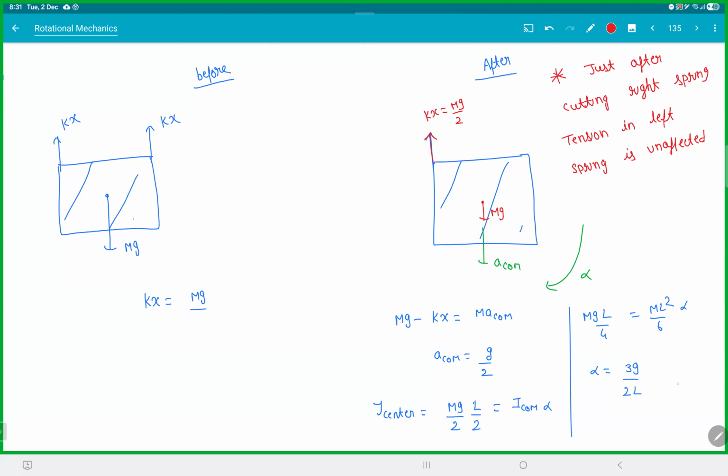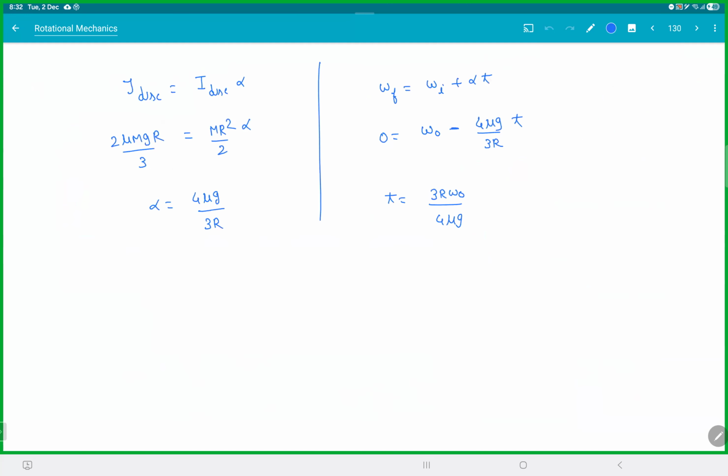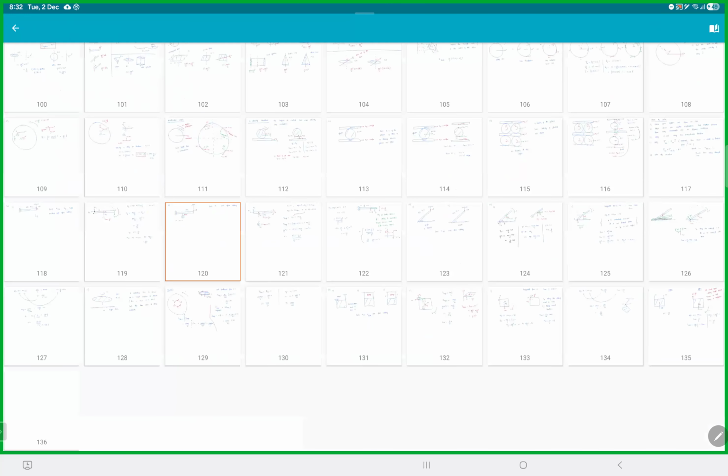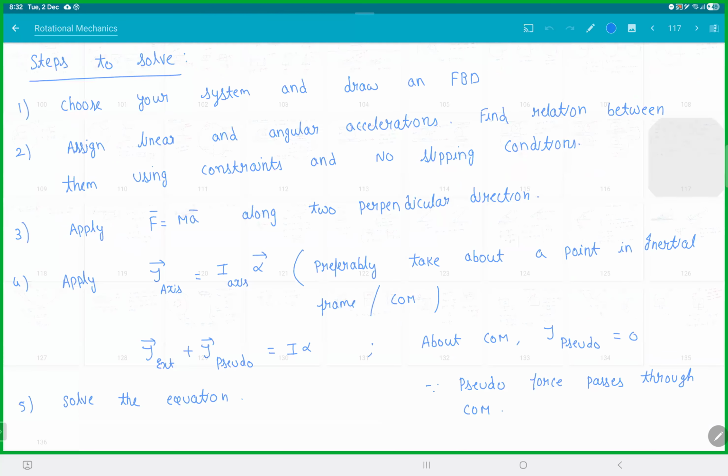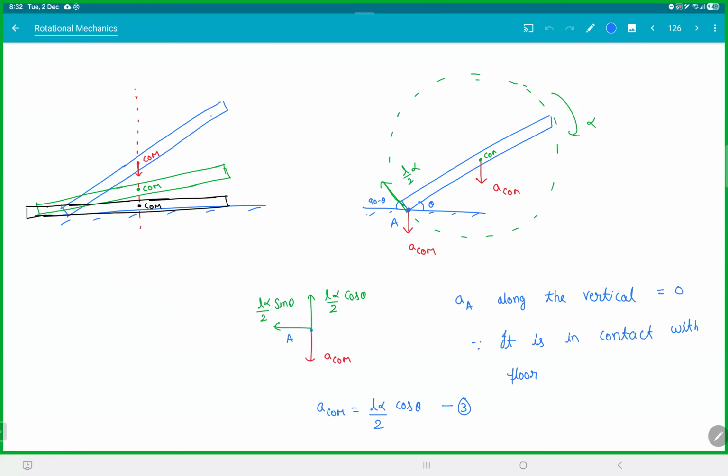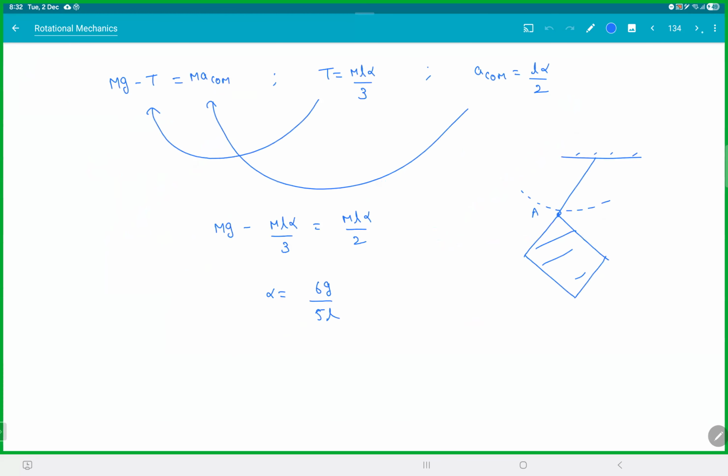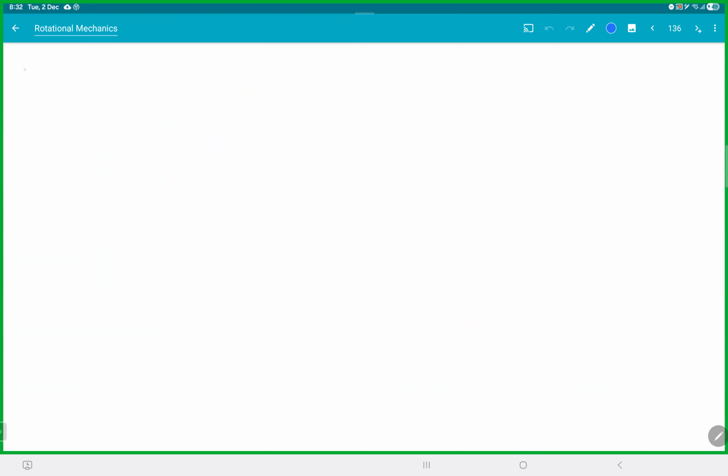Great. Let's go ahead with the problem. The last thing that we did, we started with things rotating and moving, and I hope you remember the process. Process is important. Step one: choose a system, draw an FBD, assign linear and angular accelerations, use constraints and no slipping conditions. Apply F is equal to ma, apply torque is equal to I alpha, and solve the equations. This was the theme, right? We have done a few questions on that. Let's see a few more.